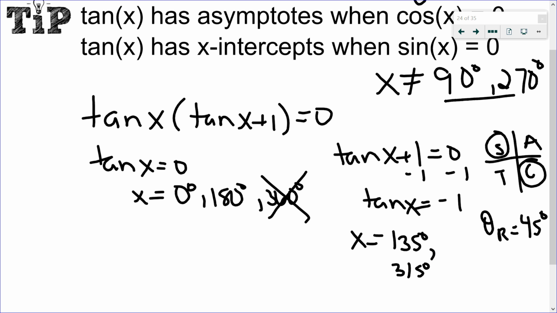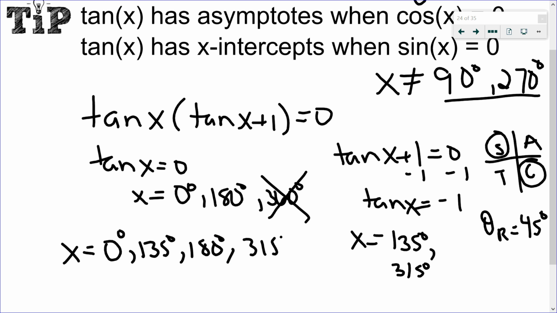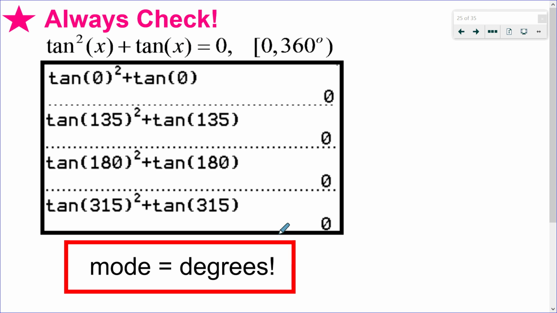Neither one of those are the restrictions, so it looks like I'm good. Let's put our solutions in numerical order: 0, 135, 180, and 315. Always go and do your check. Make sure your mode is in degrees. So there are all my solutions, 0, 135, 180, and 315. They all work, so I know that I am good.